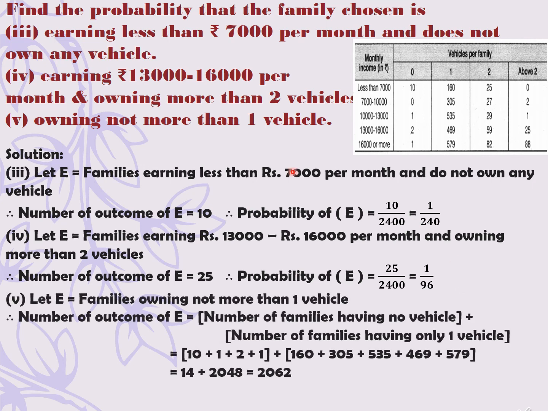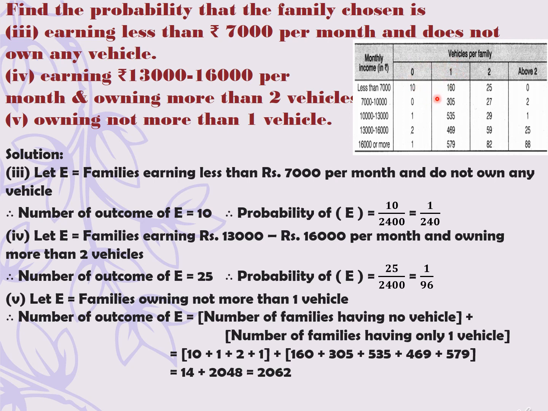Lastly, find the probability of the family owning not more than 1 vehicle. So, they have not given any monthly income as the parameter. We just have to see owning not more than 1 vehicle. So, here is 1 vehicle. Not more than 1 vehicle means less than 1 vehicle or 1 vehicle. Either the families are having no vehicle or 1 vehicle.